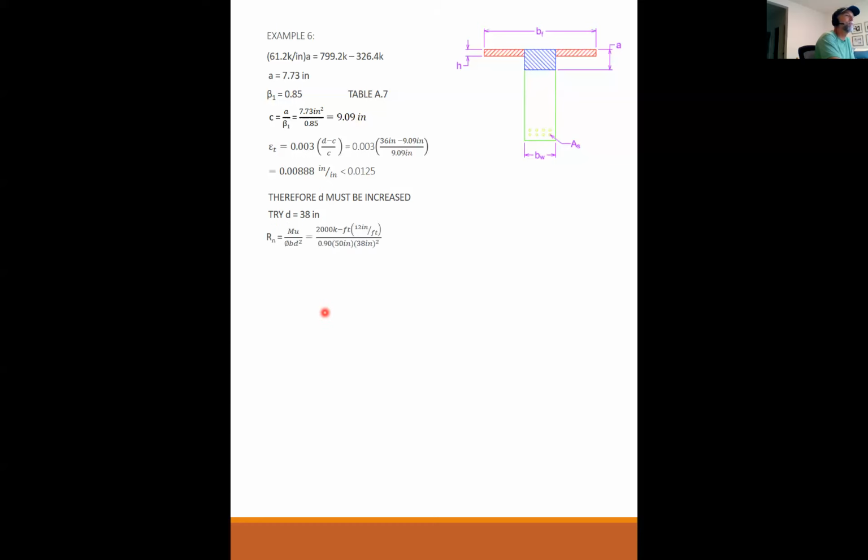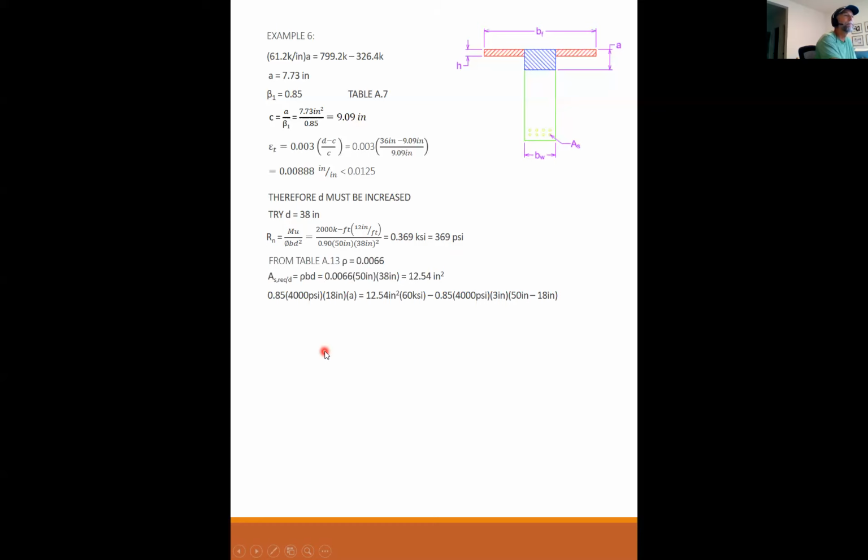And so I repeat this process. These are going to be the same, 0.9. The width is the same, but here's my new D, 38 inches. Now I've got 369 PSI. So from the table, I get 0.0066 for rho. So then AS required is 0.0066 times 50 times 38, 12.54 inches squared.